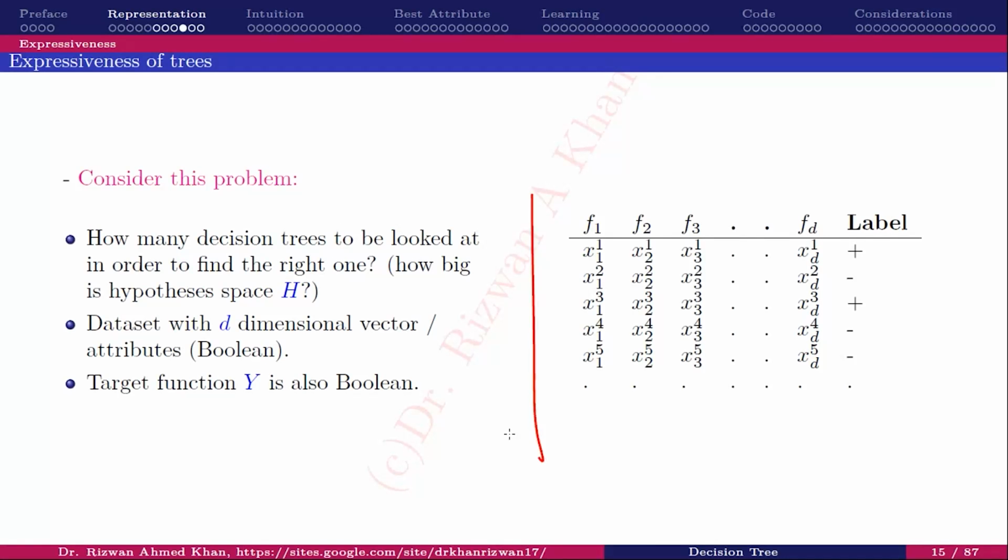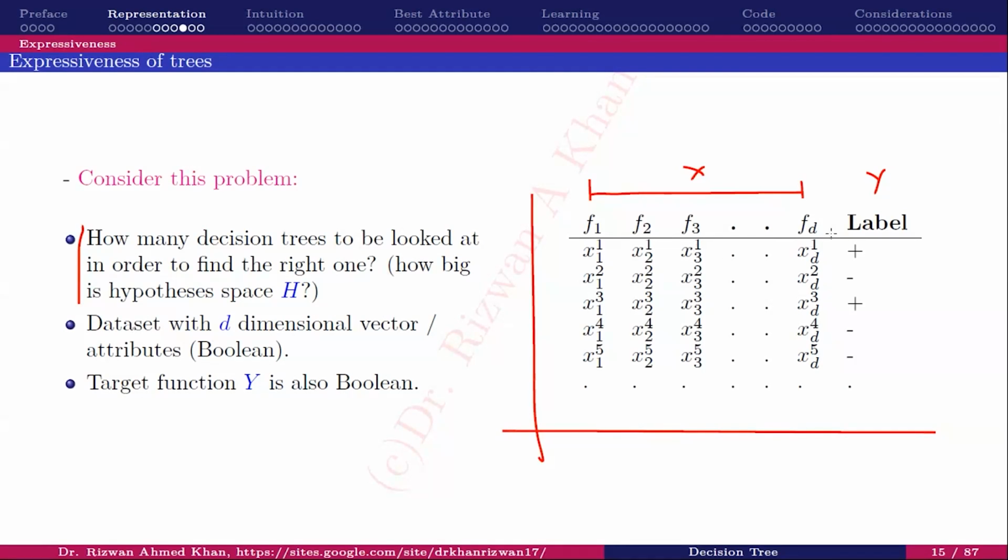So now consider this problem. This is the data set I have written over here. These are x's, feature vectors 1, 2, 3, these are the dimensions of the feature vector, and this is label y. I want to ask you a question: how many decision trees have to be looked at in order to find the right one? I will just explain how many functions there are. How many functions are there in this truth table?